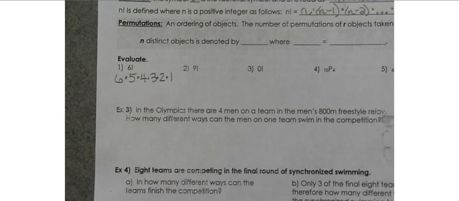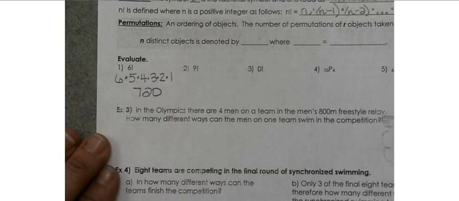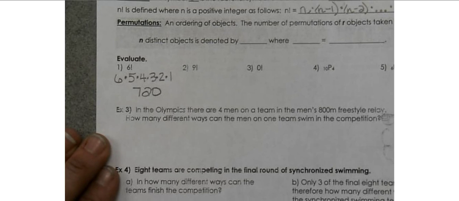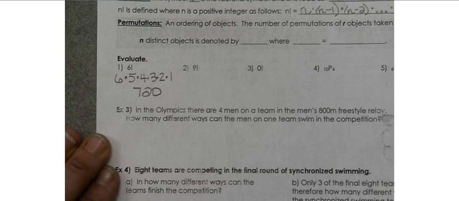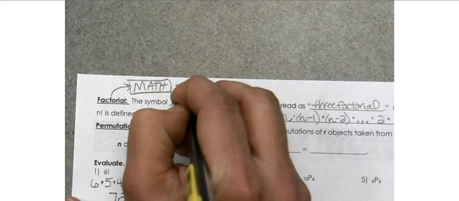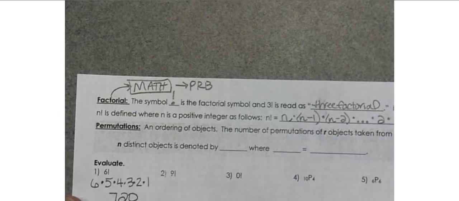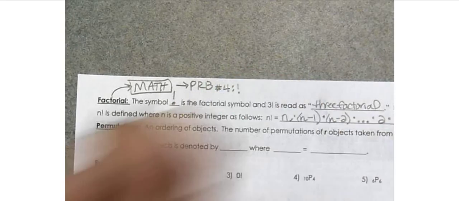And if we multiply all of that together, we find that that's going to be 720. I want to show you where there's a factorial button in your calculator. In your calculator, if you go to Math, there's that Math button, and then you arrow over to PRB. Notice that number 4 is your factorial.